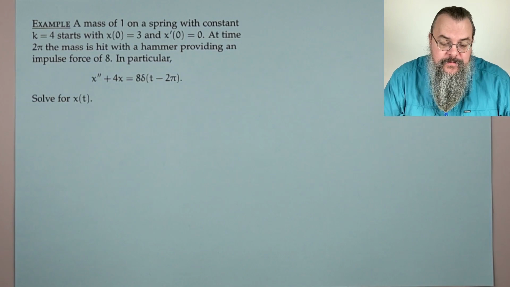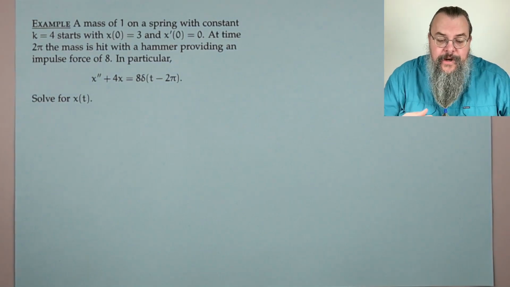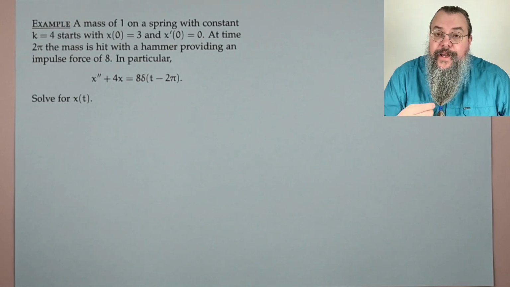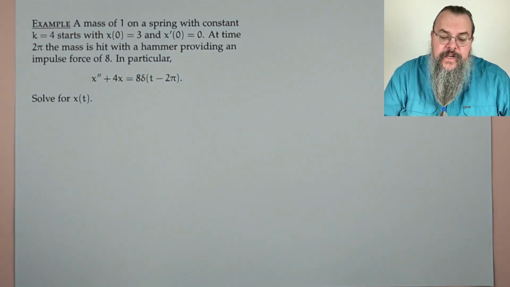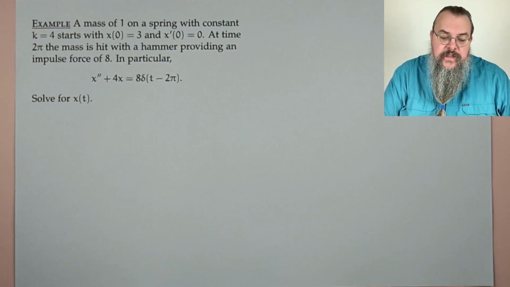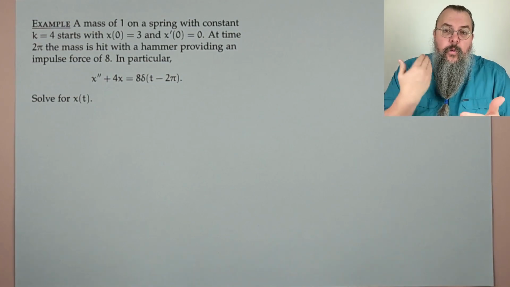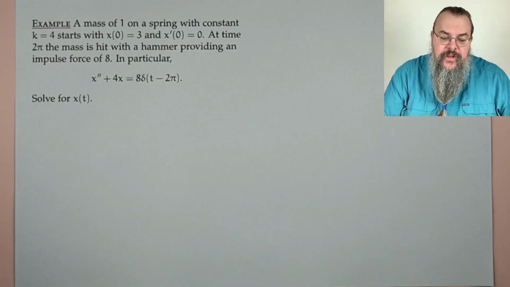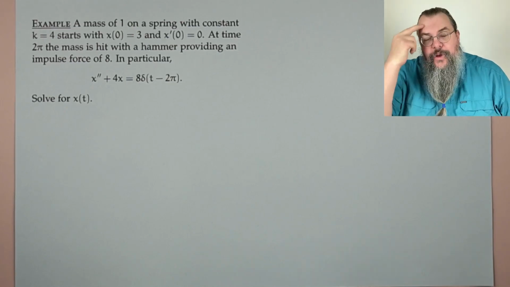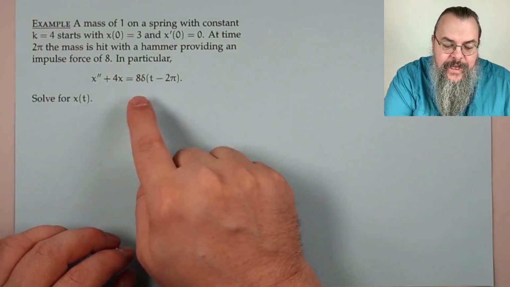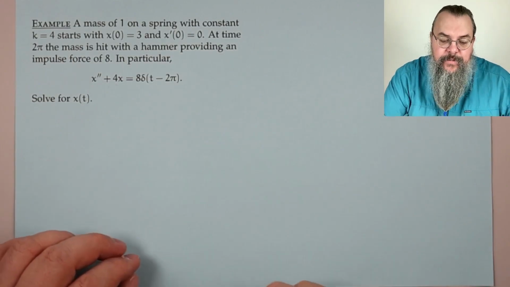So for our next problem, a mass of 1 on a spring with constant k equals 4 starts with x of 0 equals 3 and x prime of 0 equals 0. At time 2 pi, the mass is hit with a hammer, whack, providing an impulse force of 8. In particular, they gave us the equation. x double prime plus 4x equals 8 delta t minus 2 pi.